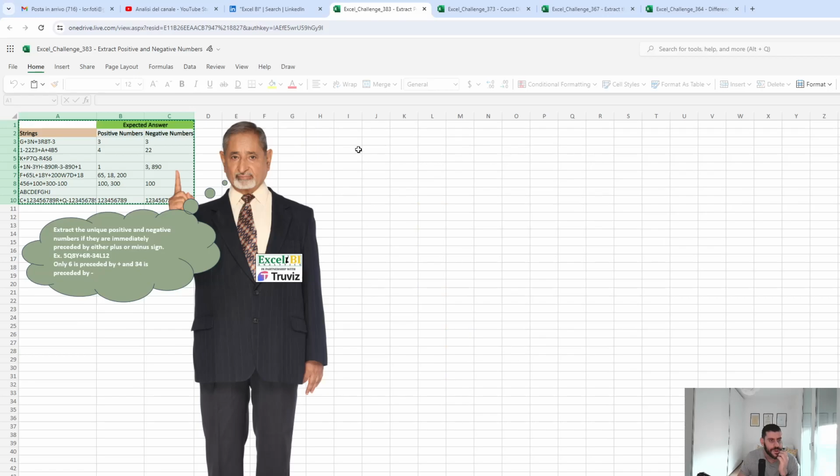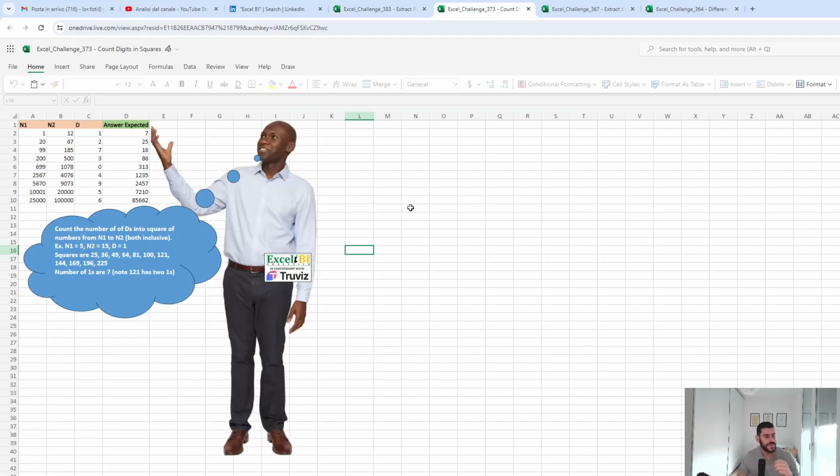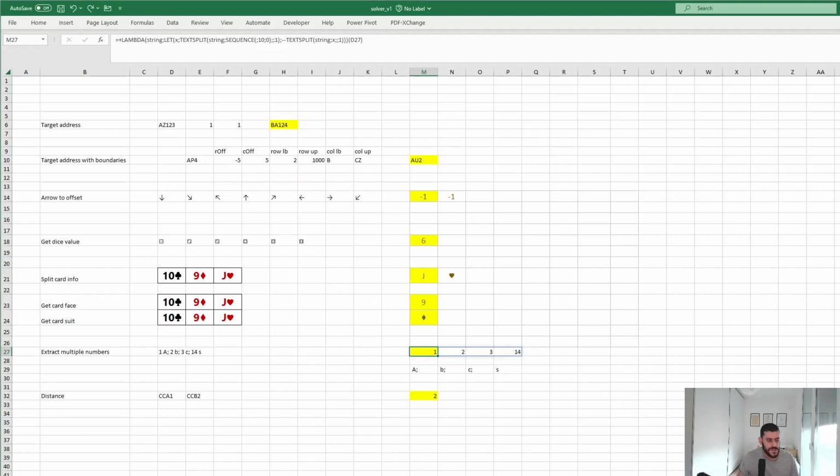Let's move to another one, which is basically this. Count the number of ones in the squares of numbers from n1 to n2, both inclusive. So n1 equals 5, n2 equals 15, d equals 1. Squares are okay. The number of ones is 7. I think this is significantly easier than the previous one.